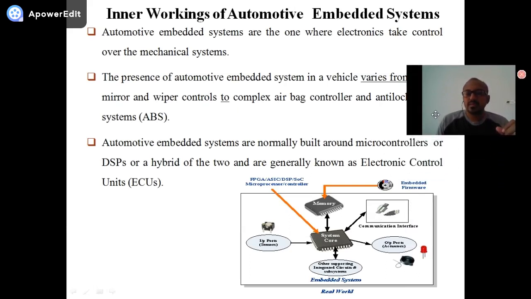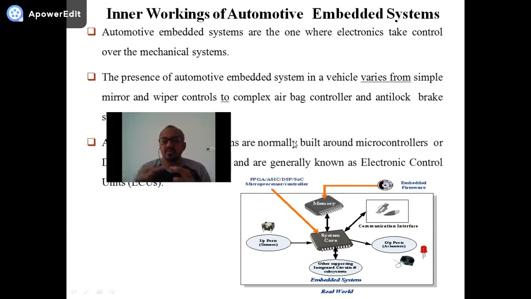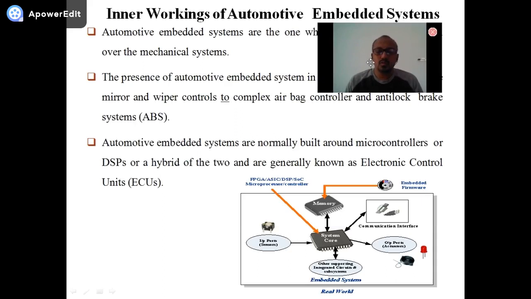Automotive embedded systems are the ones where electronics take control over the mechanical system. The vehicle functions vary from simple mirror or wiper control to complex operations, and the control units are designed and interconnected via bus protocols. Complex airbag control and anti-lock brake control are also handled in the automobile industry.